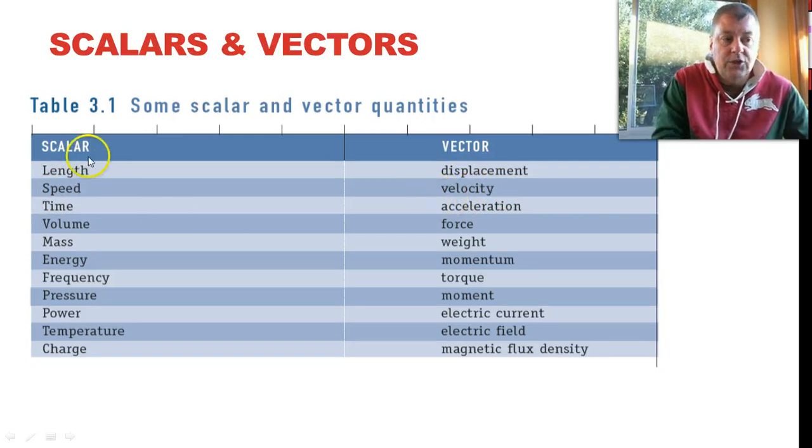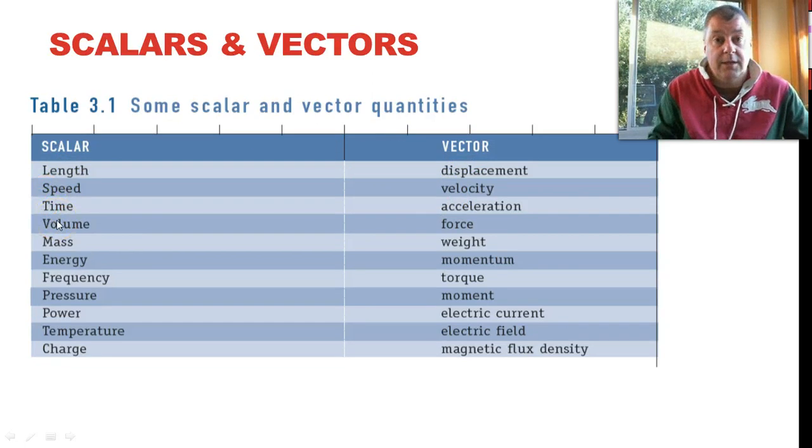Now, some of these quantities don't have a vector equivalent. For example, time only has a magnitude, so it doesn't have a vector equivalent. And we've used some of these: volume, mass, energy. We're going to use some of them as well.